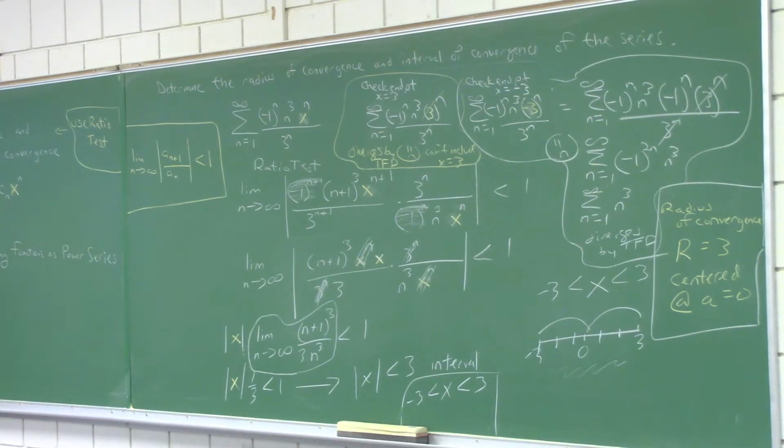But you got it. How about this section? Every time we do the ratio test, and it comes down to the end, then we'll just check those endpoints.